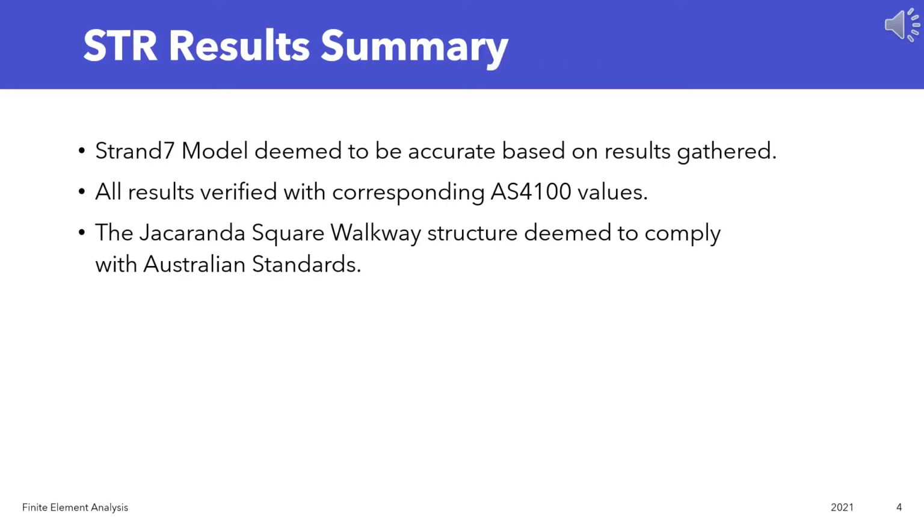Based on the gathered results, it can be concluded that the Strand 7 model is an accurate representation of the structure. All Strand 7 outputted results were able to be verified with the corresponding AS4100 values. As a result, the Jacaranda Square walkway structure is deemed to comply with the relevant Australian standards.